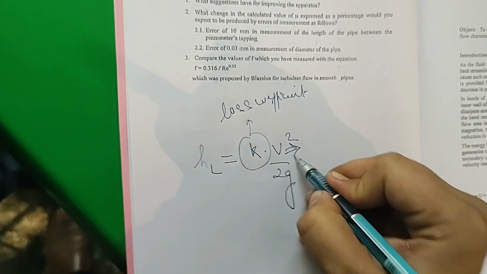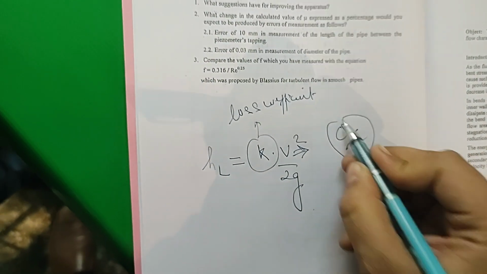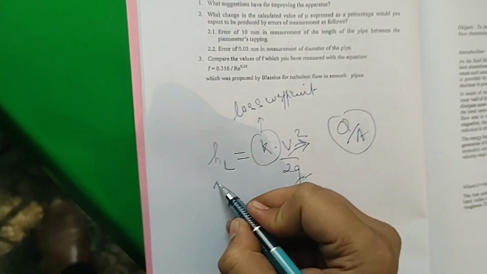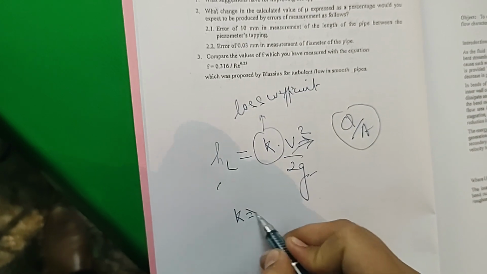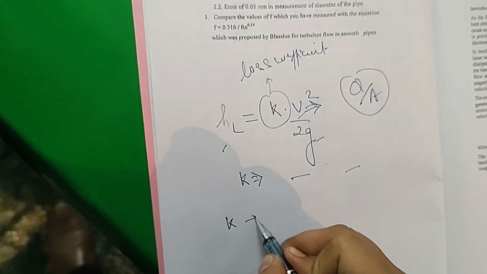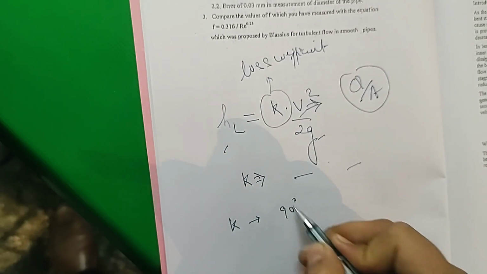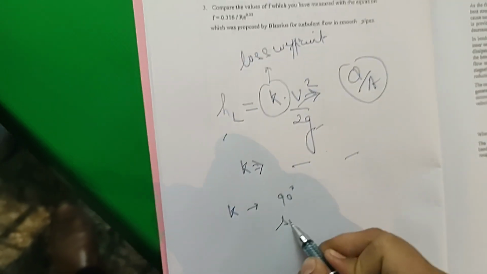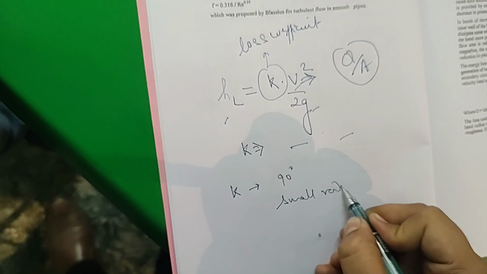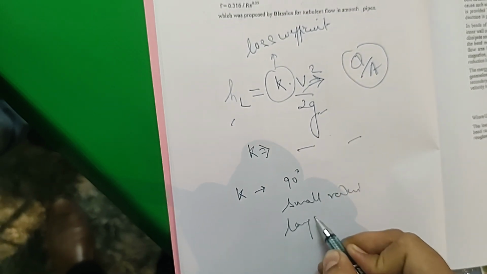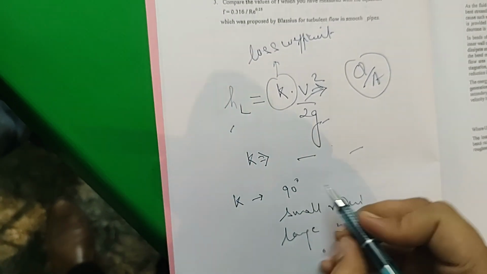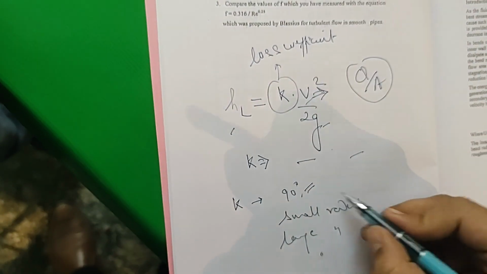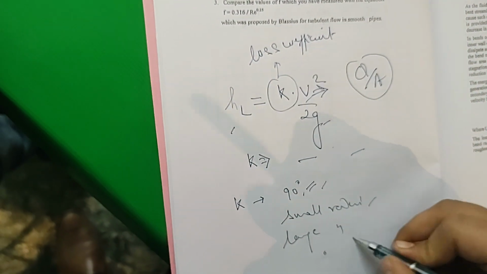V can be calculated by the Q upon A formula. So you know V, you know g, you know the head loss, so you can find K for every discharge value. Now this K will correspond to three bends: one will be the 90-degree bend, another the small radius bend, and the third the large radius bend. So you will have the K value for each bend.